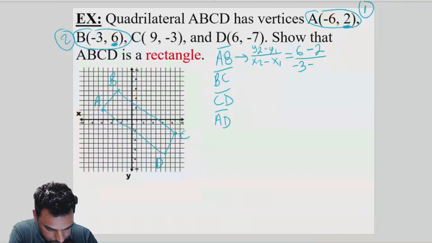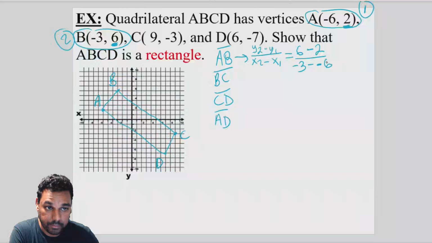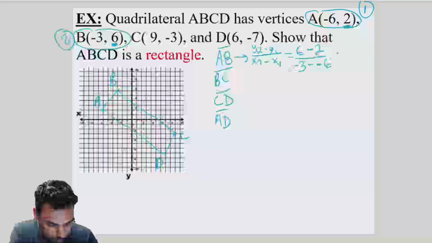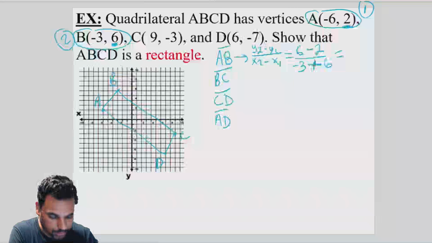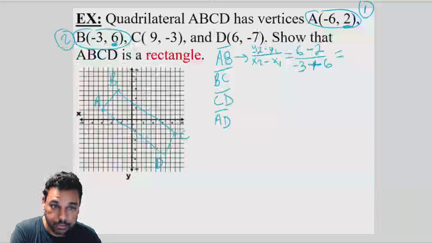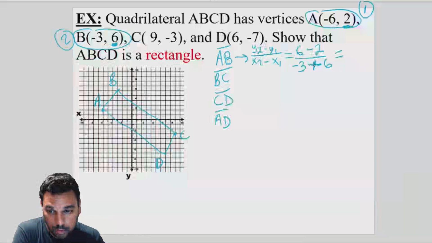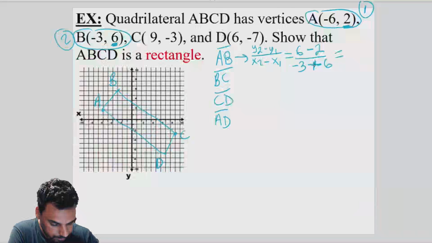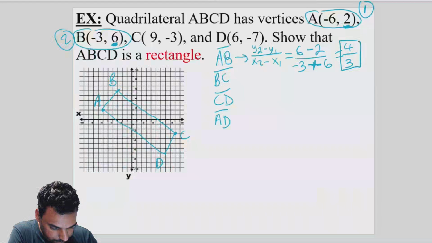minus... So this is important here. Minus a negative 6. So notice it's minusing a negative. You have two minus signs there. One way to think about two minus signs is just by adding. It's like a plus. I'm not going to get into the math behind that. That's just a shortcut you could use. So 6 minus 2 is 4. Negative 3 plus 6 is positive 3. So that's the slope of that line, 4 over 3.